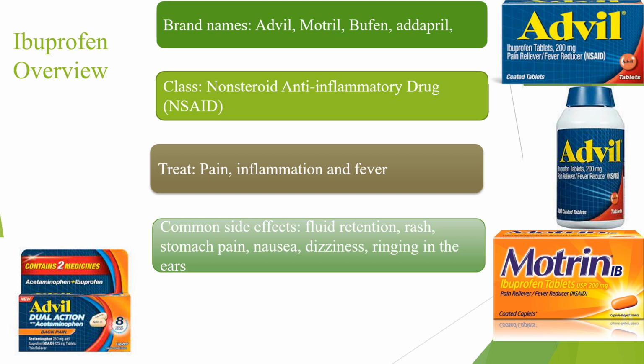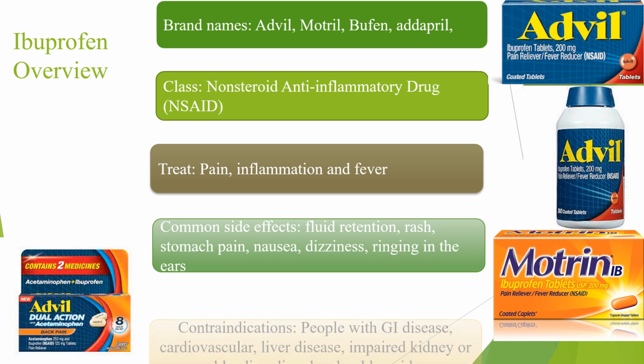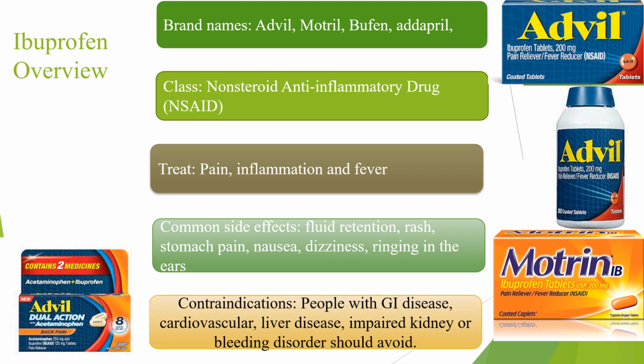So Brufen falls under a class of medicine known as non-steroid anti-inflammatory drugs. In short, NSAID. So Brufen is commonly used to treat pain. We can also use it to reduce inflammation, and we can also use it to reduce fever.